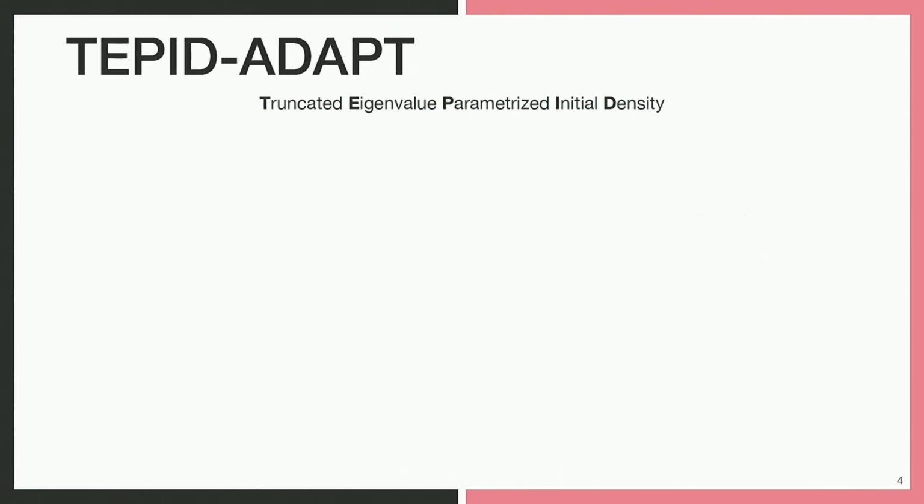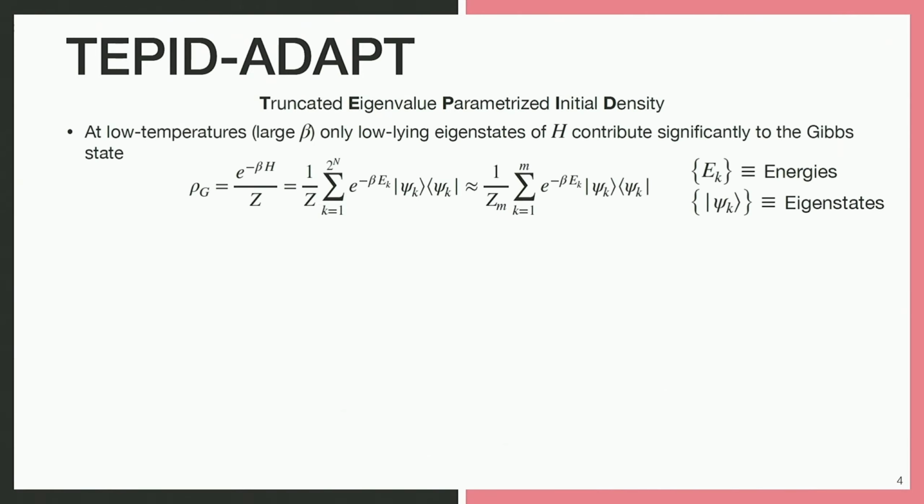So our method is called TEPID-ADAPT, where TEPID stands for truncated eigenvalue parametrized initial density. The motivation is that at low temperatures or large beta, only low-lying eigenstates of the Hamiltonian contribute significantly to the Gibbs state. So you can imagine doing a truncation of your spectral decomposition where you've cut off the sum at some finite value m, which is less than 2^n. Here, the psi_k and E_k are the eigenstates and eigenenergies, respectively.